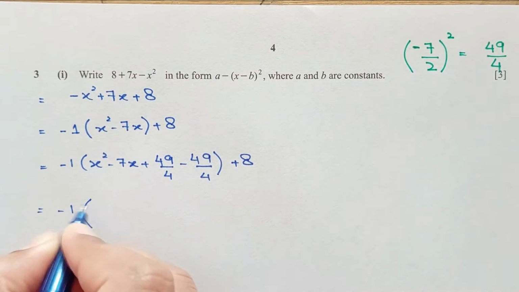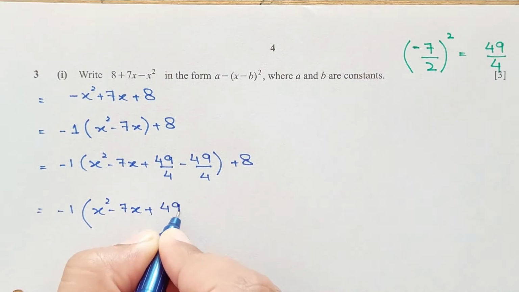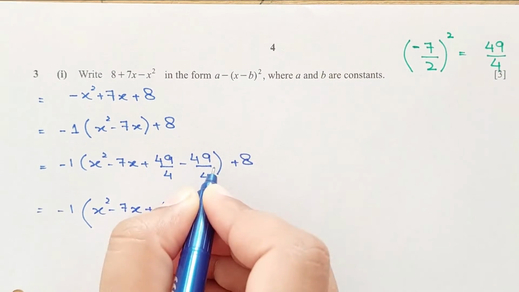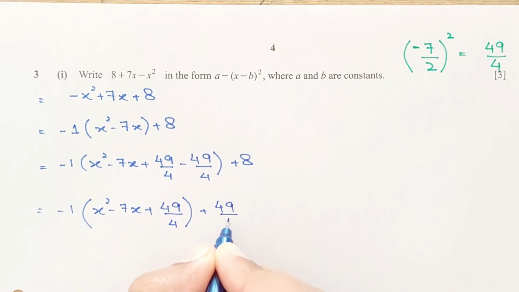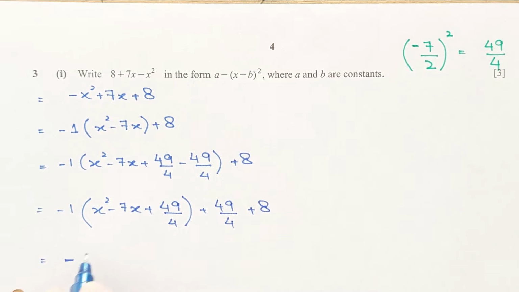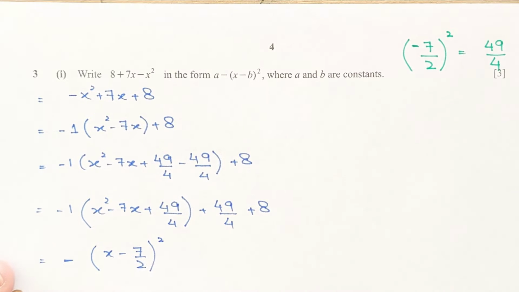We have to combine the first three terms, x square minus 7x plus 49 by 4, and taking the negative term outside, negative times negative is positive 49 by 4 plus 8. So this is negative and we have to complete the square. So x square and 7 by 2 square, with a negative sign. So we have x minus 7 by 2 whole square.